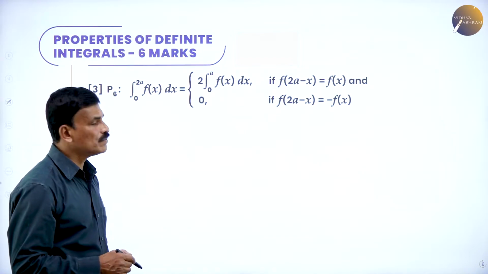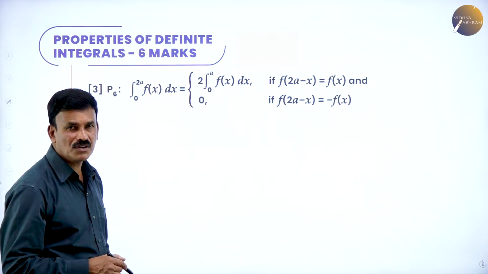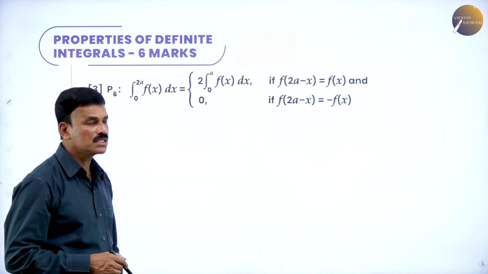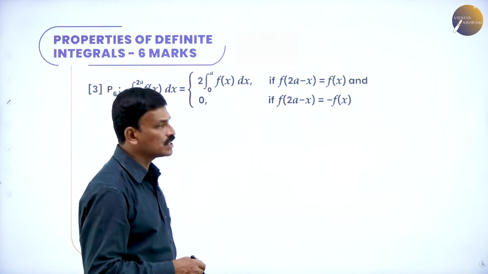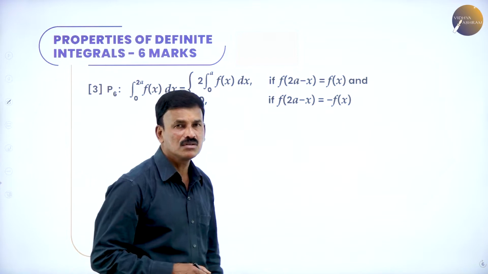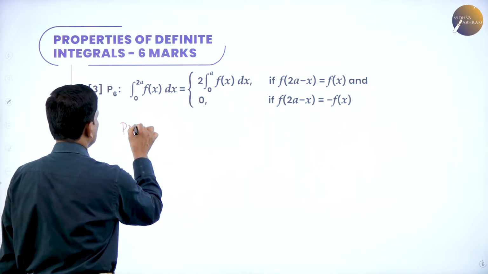If f of 2a minus x is equal to f of x, that means it's an even function. If f of x is an odd function, that is f of 2a minus x is equal to minus f of x, the integral is 0. Okay, proof. Let us come to the proof.